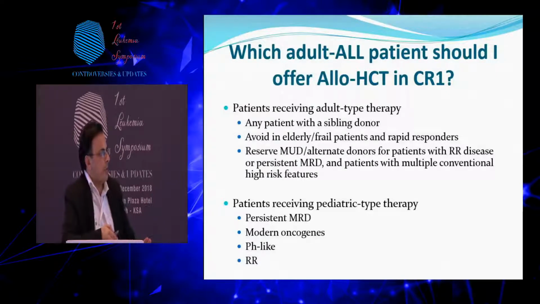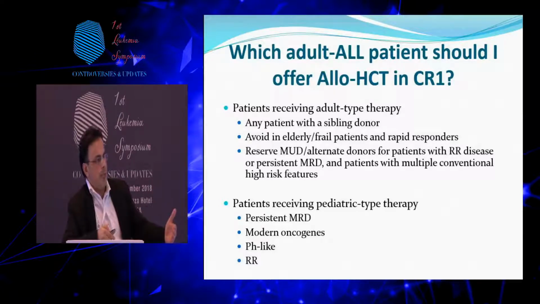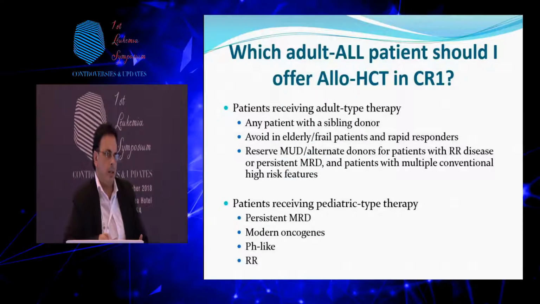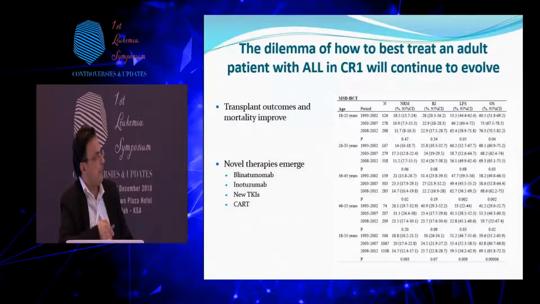I would reserve alternate donor and MUD for patients with relapsed refractory disease. So if I have a matched sibling donor and a patient in very good shape, I would proceed for patients treated on an adult-type chemotherapy protocol without MRD data. And for patients receiving pediatric-type therapy, if I have persistent MRD, definitely. If I have any of the high-risk oncogenes, if I have Philadelphia-like, and of course in the relapsed refractory setting.